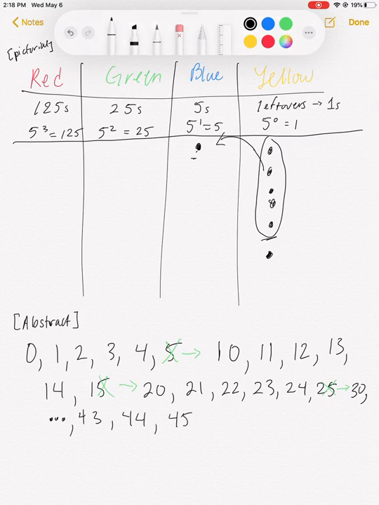Now 4, 5, base 5 doesn't work because this 5 here, again, needs to go to a 0. It will bundle and go to the next place. Now I'm going to increase the next place, which is the 5's place, to be 5, 0, base 5.